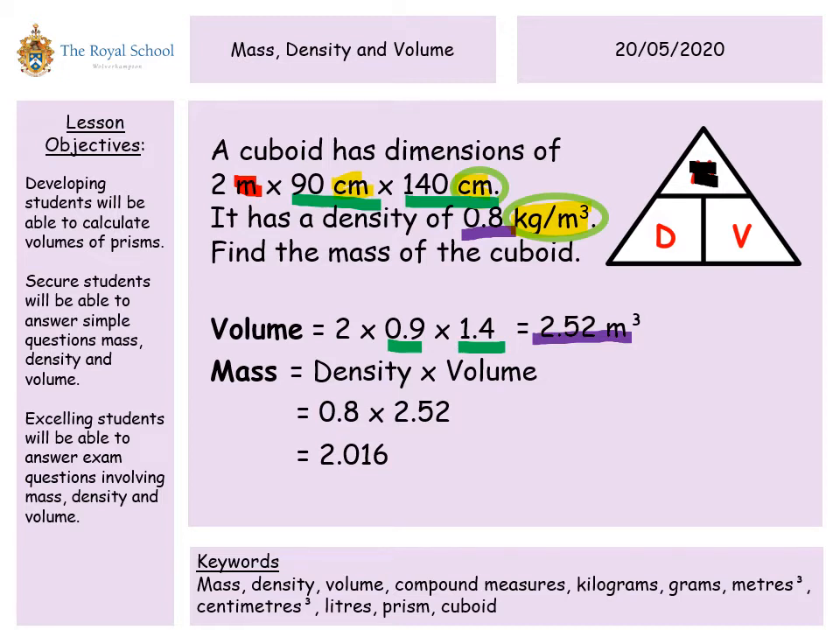Let's check our units. We had all of our measurements in meters, which was great, and our density was given in kilograms per meter cubed. So our mass must be measured in kilograms. And we're done with the question.